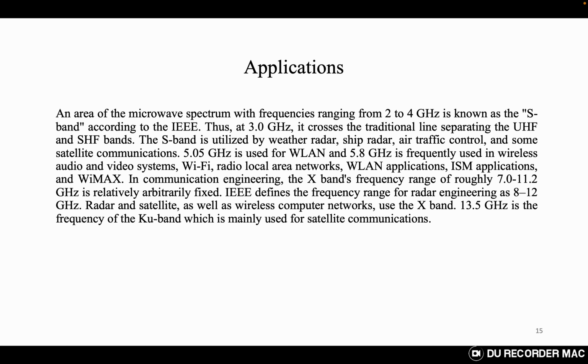In communication engineering, the X-band's frequency range of roughly 7.0 to 11.2 GHz is relatively arbitrarily fixed. IEEE defines the frequency range for radar engineering as 8 to 12 GHz. Radar and satellite as well as wireless computer networks use the X-band. 13.5 GHz is the frequency of the Ku band, which is mainly used for satellite communications.